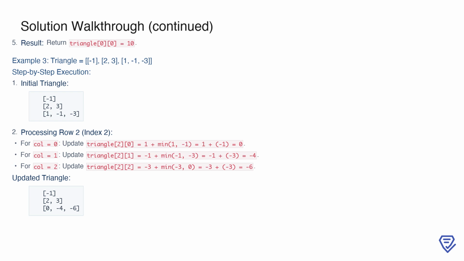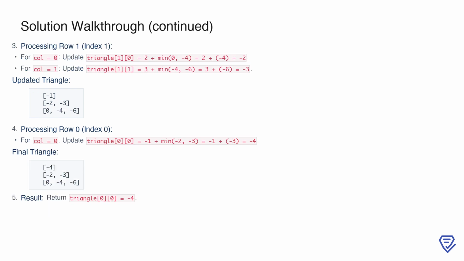Now for the third example, the triangle is -1, 2, 3, 1, -1, -3. Starting with row 2, for column 0, triangle[2][0] is updated to 1 plus the minimum of 1 and -1, which is 1 plus -1 equals 0. For column 1, triangle[2][1] becomes -1 plus the minimum of -1 and -3, resulting in -1 plus -3 equals -4. For column 2, triangle[2][2] is updated to -3 plus the minimum of -3 and 0, giving us -3 plus -3 equals -6. After processing row 2, the updated triangle becomes -1, 2, 3, 0, -4, -6.